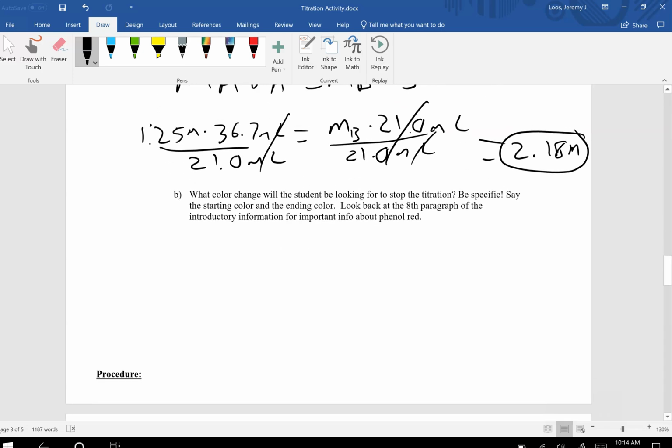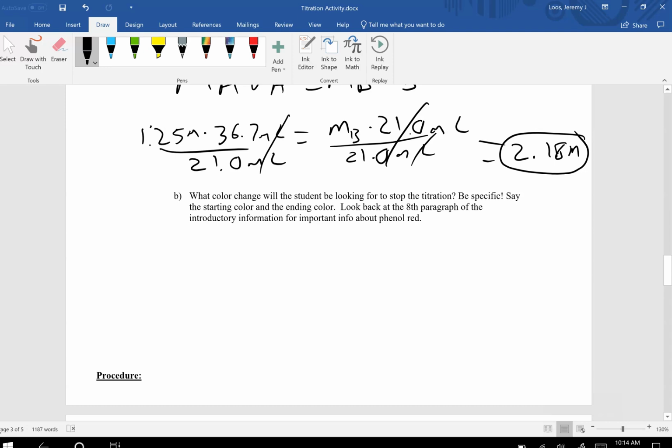So then there's another kind of conceptual question here. Let's think about this together. It says, what color change will a student be looking for to stop the titration? Be specific. Say the starting color and the ending color. So what we want to do is to imagine what's going on. We have the Erlenmeyer flask, which is down here, and that's where we've got some stuff. And then we have the burette, which is up here, and there's some stuff in here as well. And we're adding the stuff from here to here.